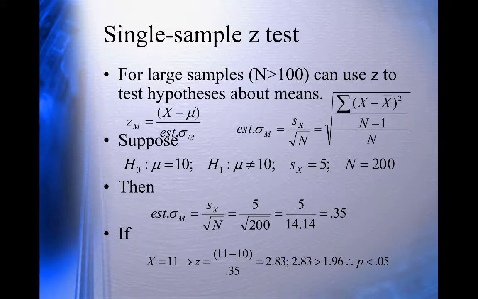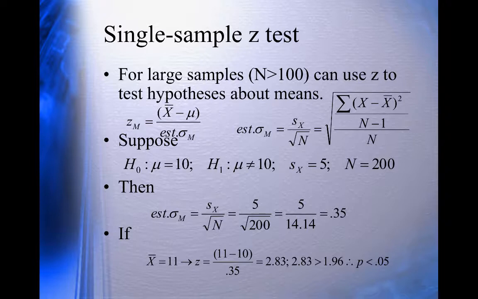Before we do t, I'm going to show you the same thing in z. So we can test hypotheses about population means given sample data, sample means, using z. And if we have big samples, z and t turn out to be pretty much the same.